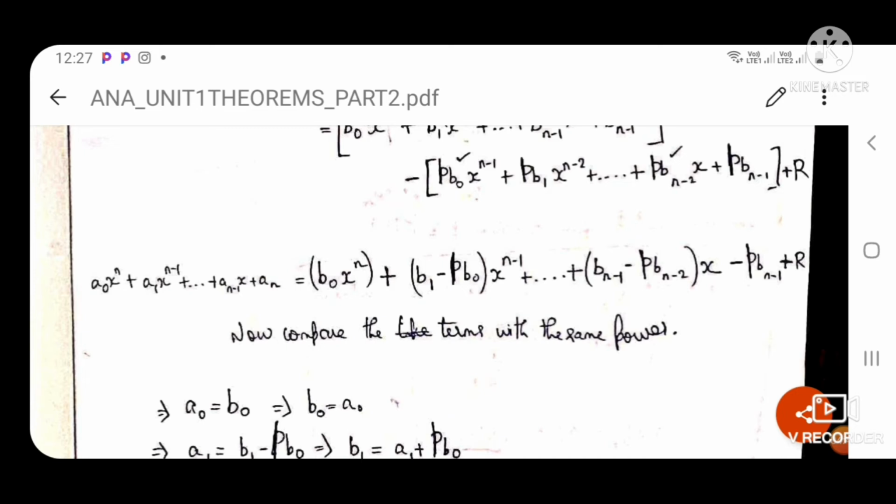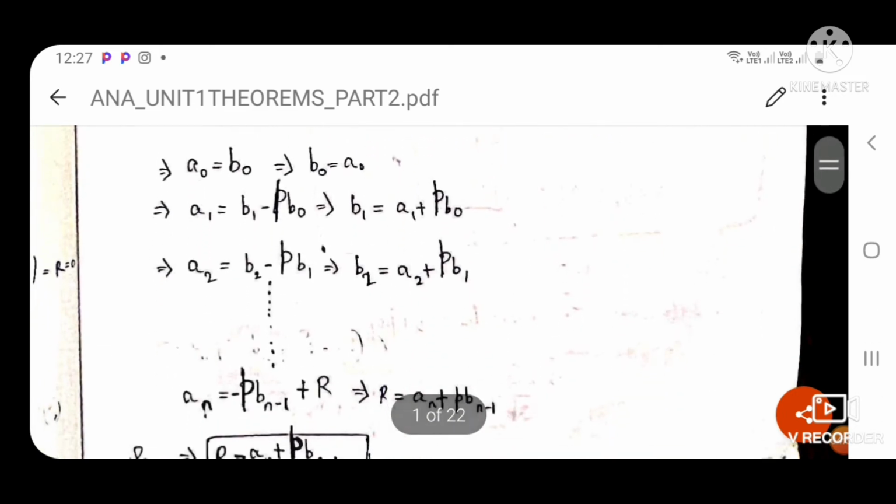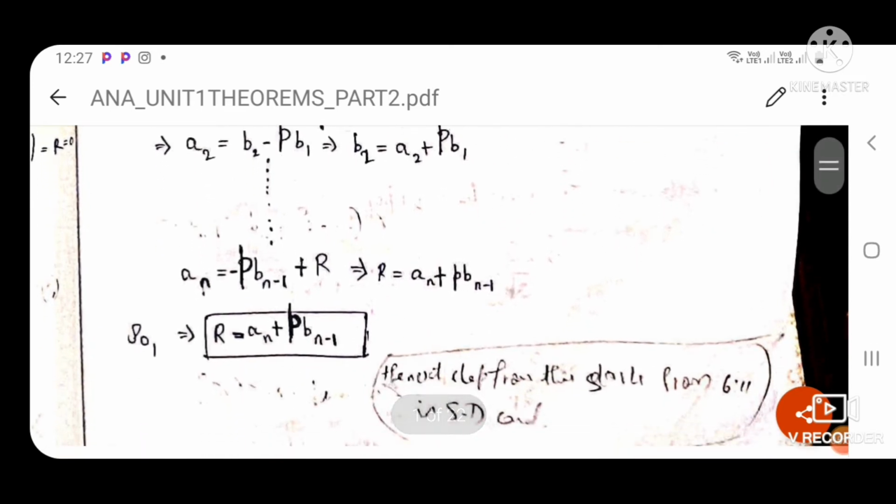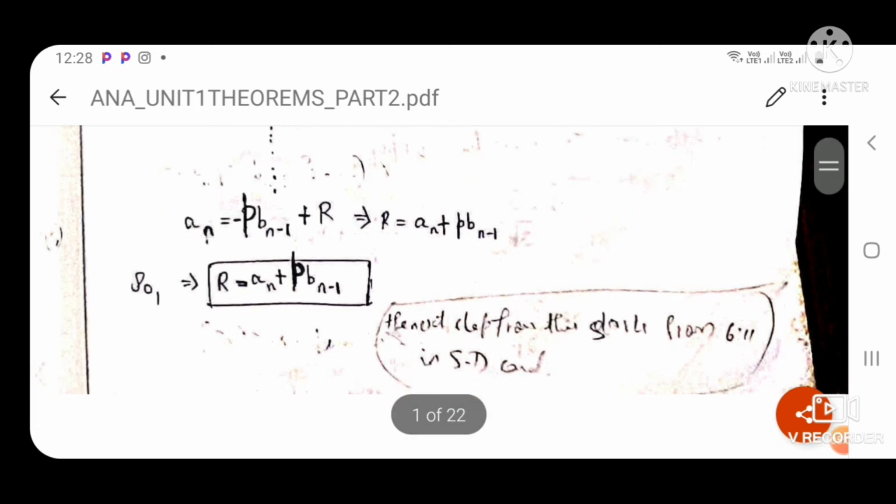Now I need you to compare the terms with the same power. By doing so, you get this step, which is obvious. You just need to find out the b1, b2 values from the procedures I included, and you proceed on. By doing that, basically you get the value of r. That's what it is about.